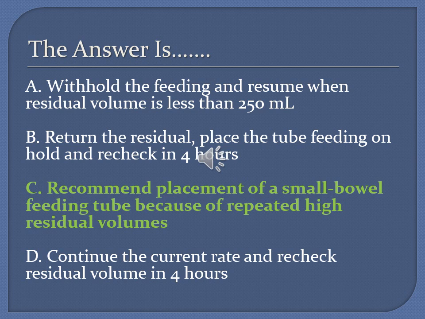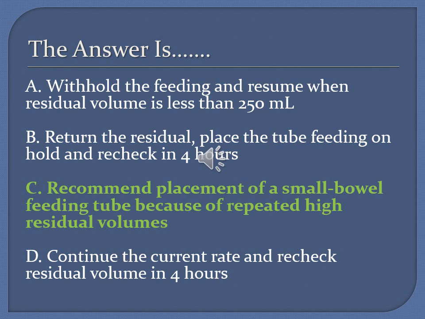And C, of course, is the answer, and we talked about that a little bit. But we know that if you get a feeding tube deep down in the gut or beyond the ligament of Treitz, this is better for patients who have persistent intolerance to their feedings or documented aspiration. So if the patient remains intubated and or the assessment reveals a high gastric residual volume or GRV, then the next step is to place a small bowel feeding tube.